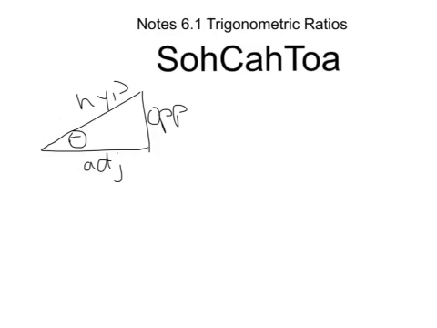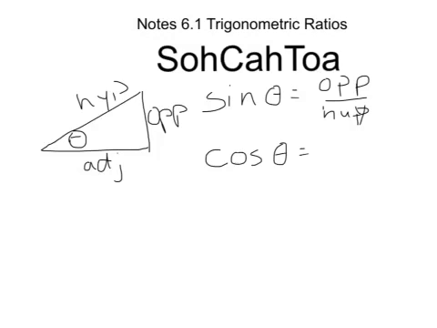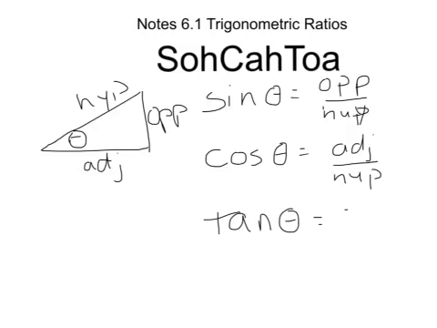So according to SOHCAHTOA, the sine of theta is the opposite over the hypotenuse. And the cosine of theta is the adjacent over the hypotenuse. And the tangent of theta is the opposite over adjacent. Opposite, go across your triangle. Adjacent, the side is touching the angle. Hypotenuse is opposite the right angle.